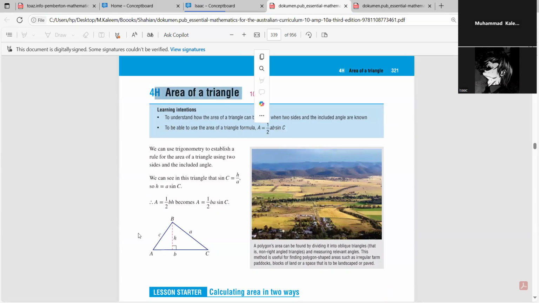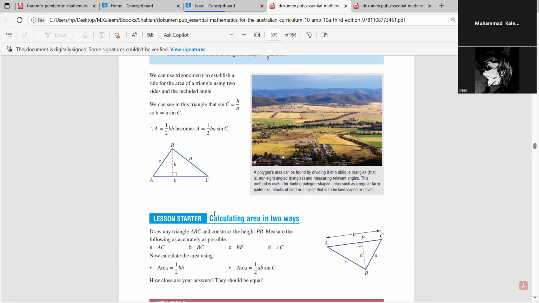Here we have area of triangle. Like we learn from grade 6 how we can find the area of a triangle. It's very easy. You just have to multiply the base with height and divide that product with 2, right? 1 over 2 base times height.